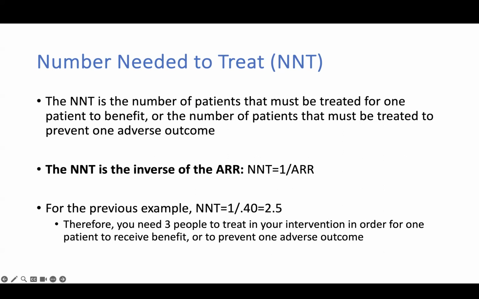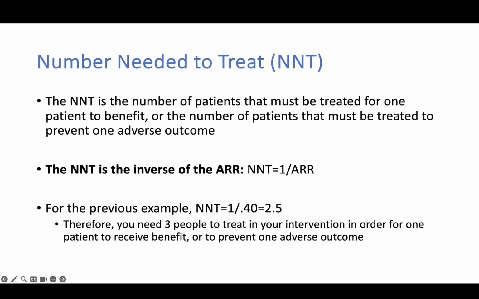Recall the ARR from our last example, where the treatment led to a 40% improvement over the control. We calculate the NNT by dividing 1 by the ARR, which in this case gives us 1 divided by 0.4, resulting in an NNT of 2.5. Now, we cannot treat half a patient, so we round up to the nearest whole number. Therefore, we would need to treat 3 patients to ensure that 1 patient benefits from the intervention.